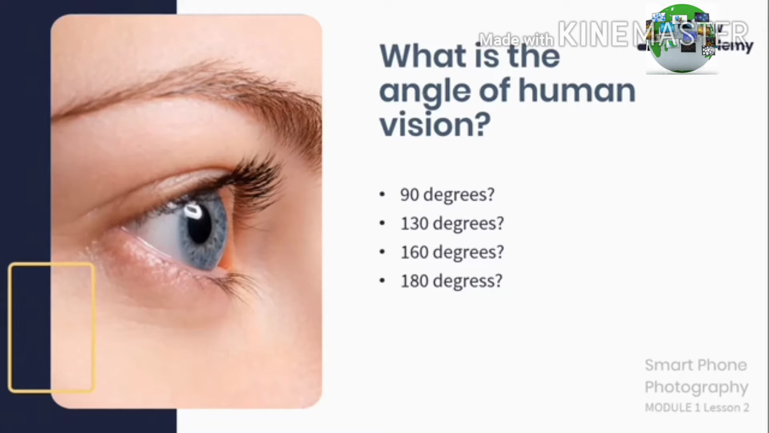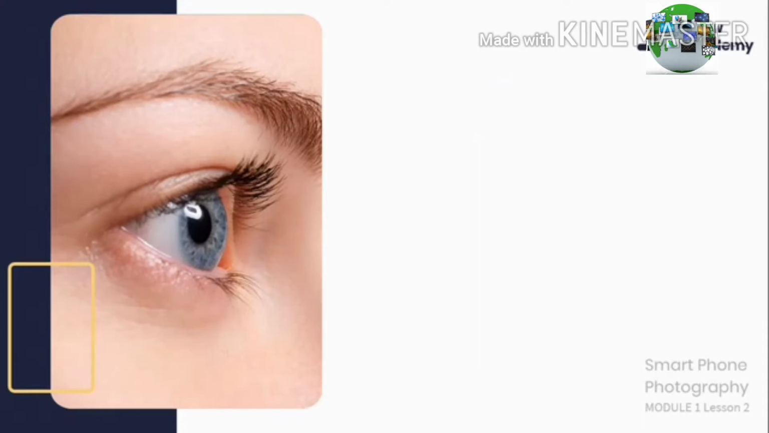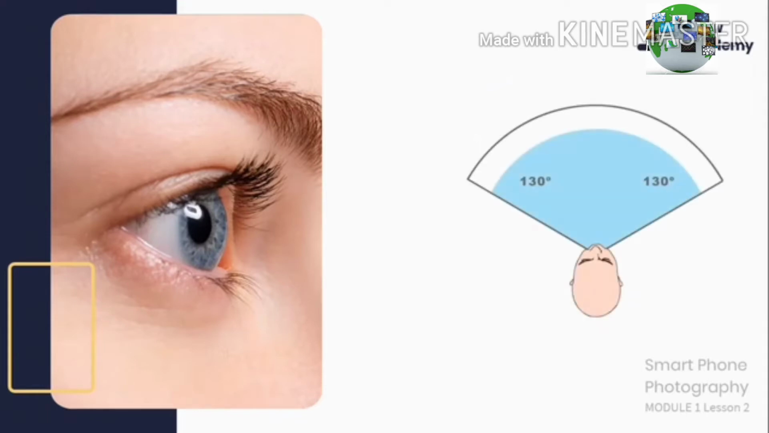So if you said the angle of human vision is 130 degrees, you're absolutely right. Now, it varies ever so slightly. It is within that range of about 130 to roughly 150 degrees. When you look straight ahead, you can still see to the sides. If you were to hold your hands up to the side of your head, you get a sense of where your hands are because of your peripheral vision. This is a vision that we've developed as a survival instinct, so that we're aware of what's happening around us.